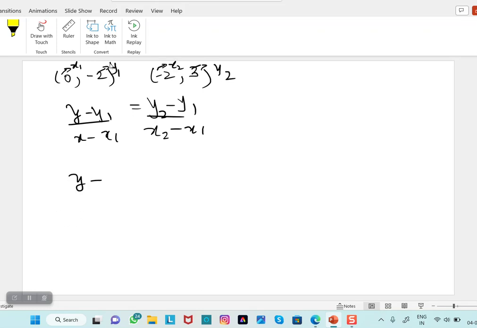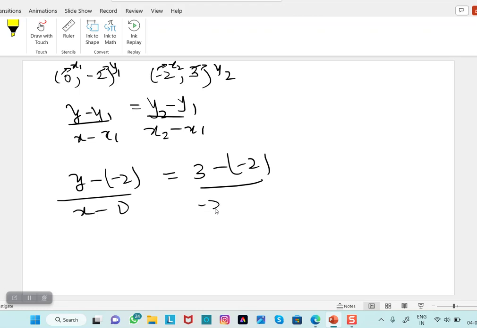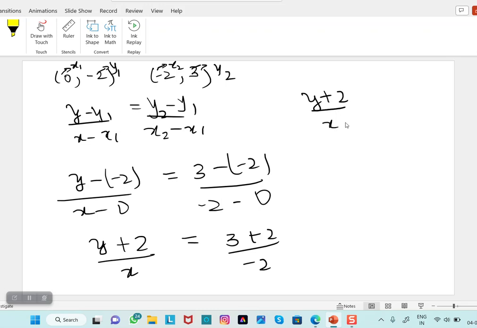We put y minus y1, in bracket minus 2, x minus 0, we take it as x2 minus minus 2 upon y2. Y2 is 3, then there is the minus sign of the formula, and then there is minus y1. Then we take x2 as minus 2 minus x1 is 0. So minus minus will become plus, you get y plus 2 upon x minus 0 is x, you get 3 minus minus 2, you get 5 upon minus 2. So you get your equation as y plus 2 upon x is equal to 5 upon minus 2. This is the equation we got.